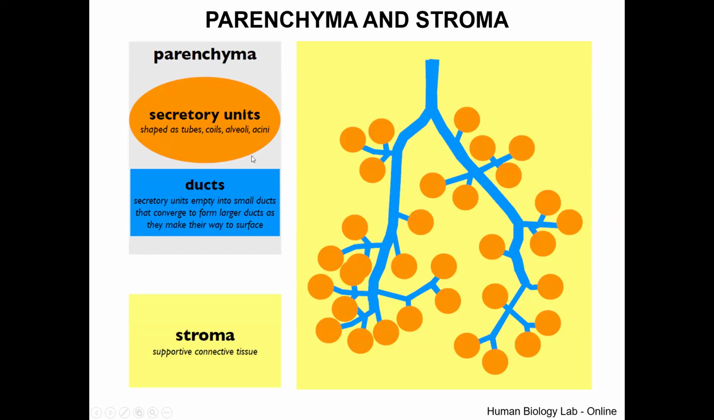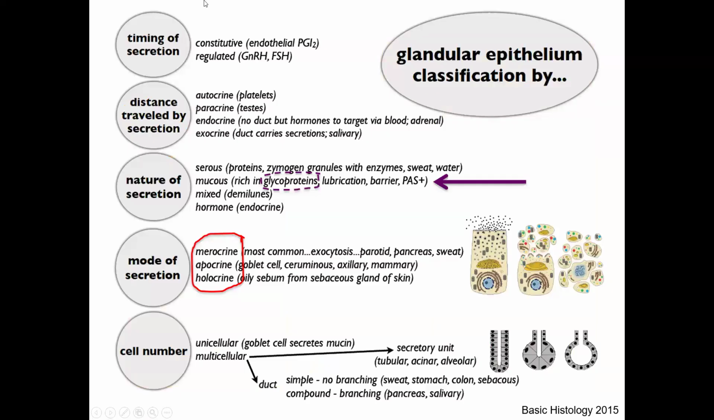Now, the secretory units and the ducts form what's called the parenchyma of the exocrine gland, and they are embedded in the connective tissue that forms the stroma, which supports the secretory units and the ducts. Now, this is a very important slide because it discusses the classification of the glandular epithelium. I will go very fast through it, but I'll try to be very precise.